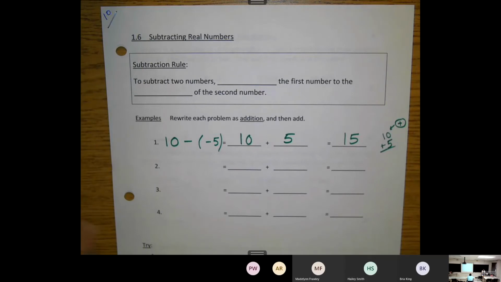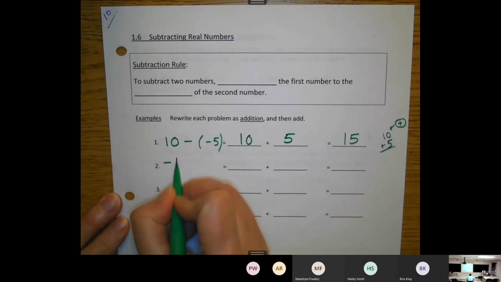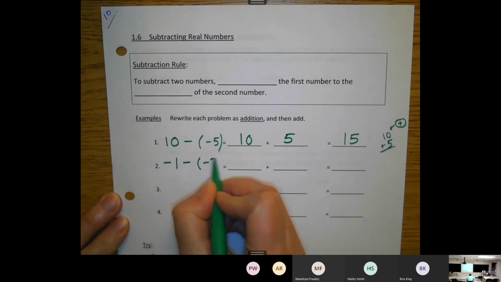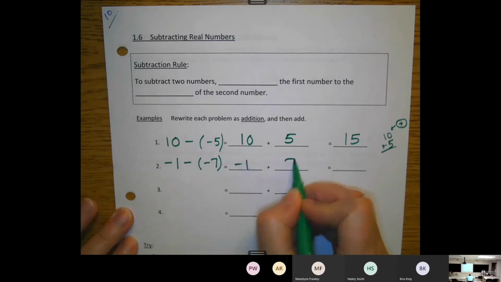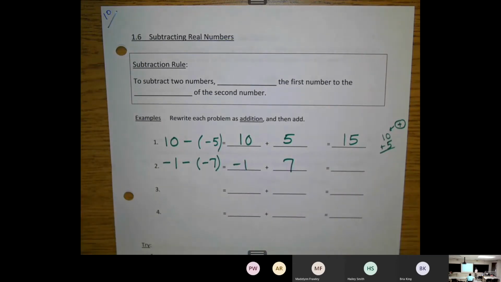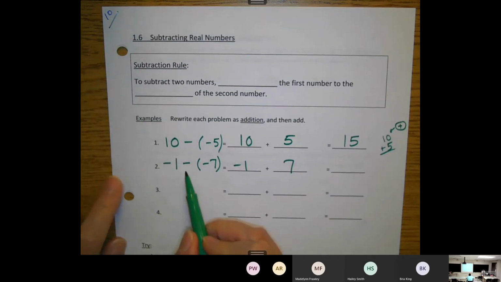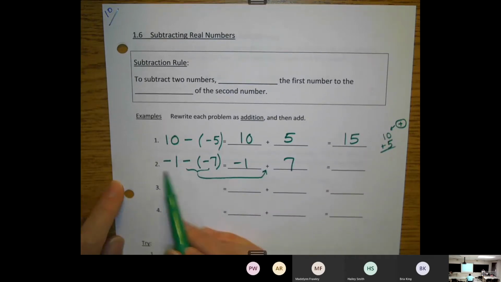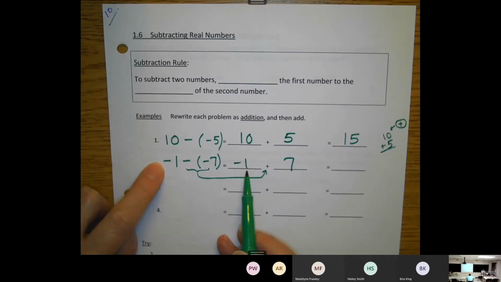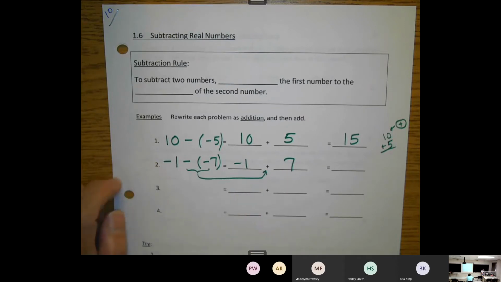Well, let's see. We could have even more negative signs. Let's write this one down next. Negative 1 minus negative 7. Do you know how we can think of that as an addition problem? Would it be negative 1 plus 7? It would. So again, the minus and the negative that were together here come together to make a plus. But this other negative out in front of the 1 just stays there. We're going to think of that as a negative 1 plus 7.